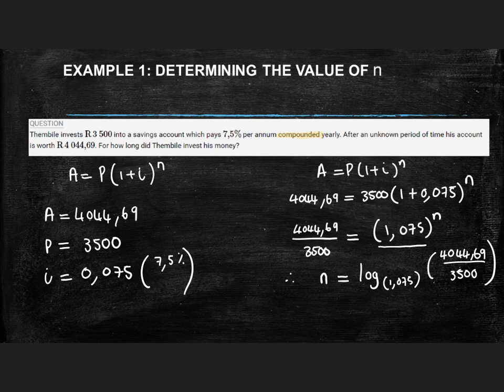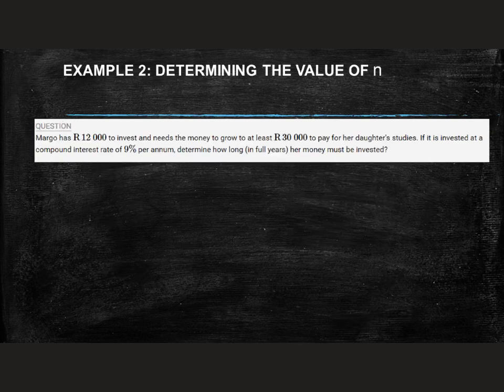And on your calculator, you would find the log button. Depending on your calculator, the button you're looking for looks like that. You'll plug in the values that you see, and what you'll get out is 2,00. So what we can say is it took 2 years.